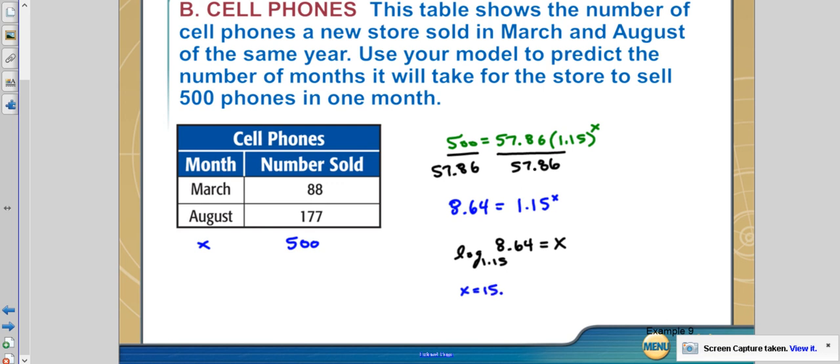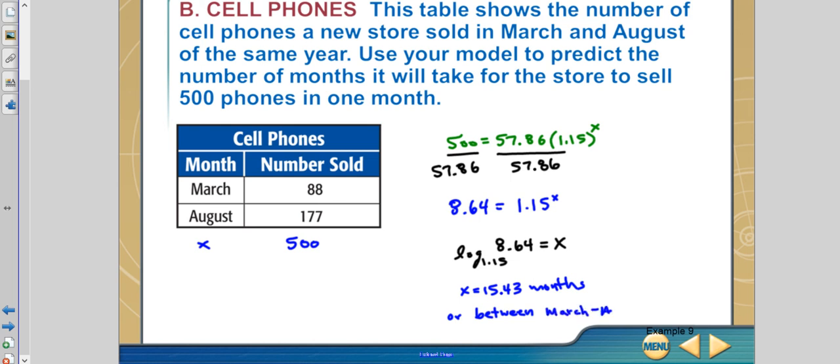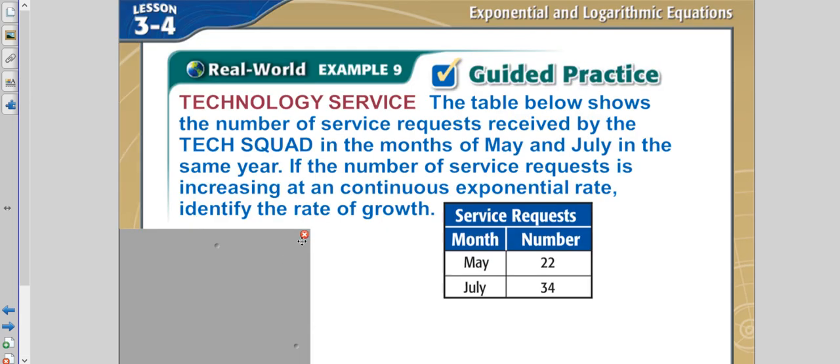X equals 15.43 months, or this would be in 15 would be March, between. Think about a year is 12 months, so 13's January, 14's February, 15's between March and April of year 2. That would be the answer there. So now I have one more here for you to try, see what you come up with.